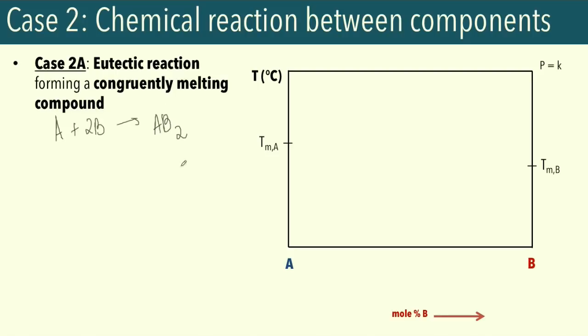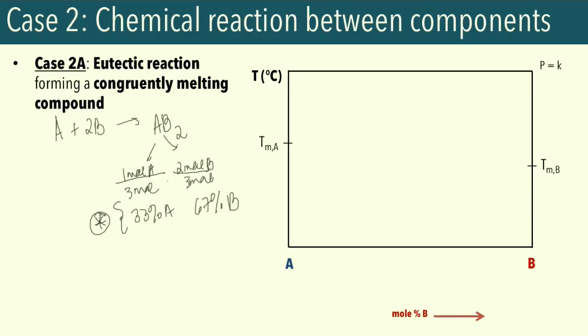We can calculate where we can plot this compound by computing the molar ratio. Again, this is made up of 1 mole A and 2 moles B. The total number of moles is going to be 3 moles. This means that we have 33% mole A and 67% mole B. So that means that we could represent the formation of this compound when we have this exact composition in our mixture.